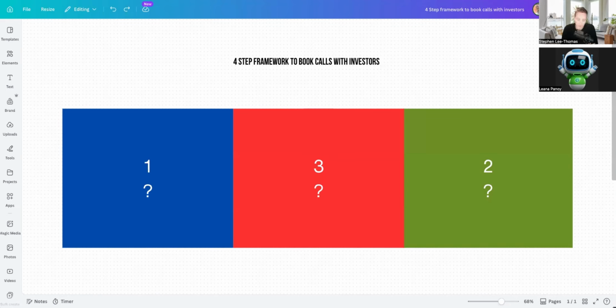That's what I'm going to do today: break down the process of how we have conversations with people to get them onto a call. I always like to use real world examples.